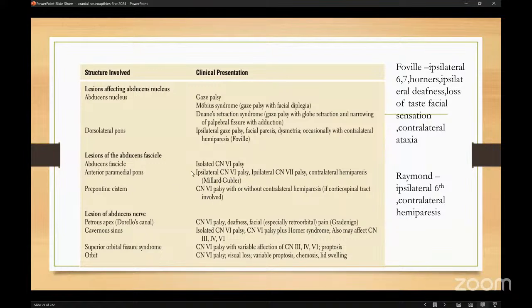Okay, what is Millard-Gubler syndrome? It is involvement of abducent fasciculus in the anterior paramedial pons. It is causing sixth palsy, seventh palsy, and contralateral hemiparesis. So you have to remember three, four only. Okay, and when the Dorello's canal is affected, petrous apex, that is sixth nerve palsy, deafness, and sometimes facial pain can be there. That is Gradenigo syndrome. And in cavernous sinus and superior orbital fissure, there can be multiple cranial nerves involvement.